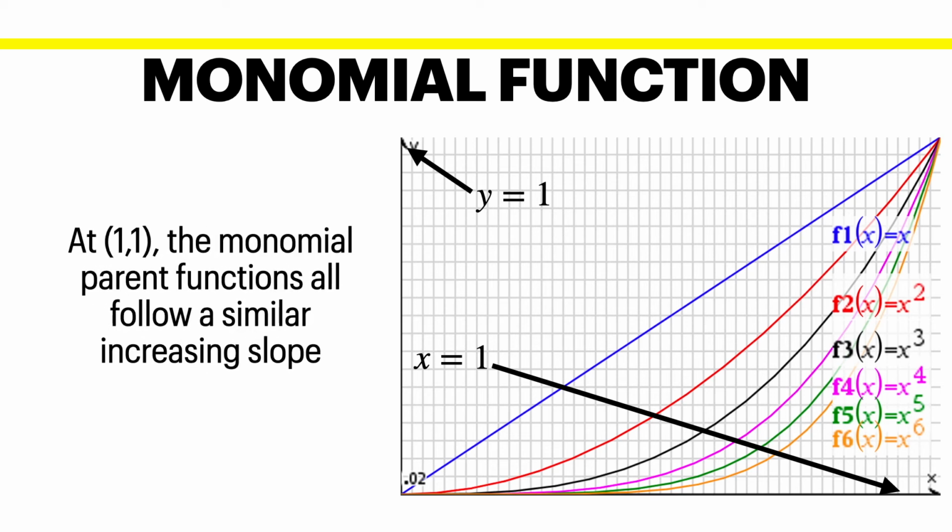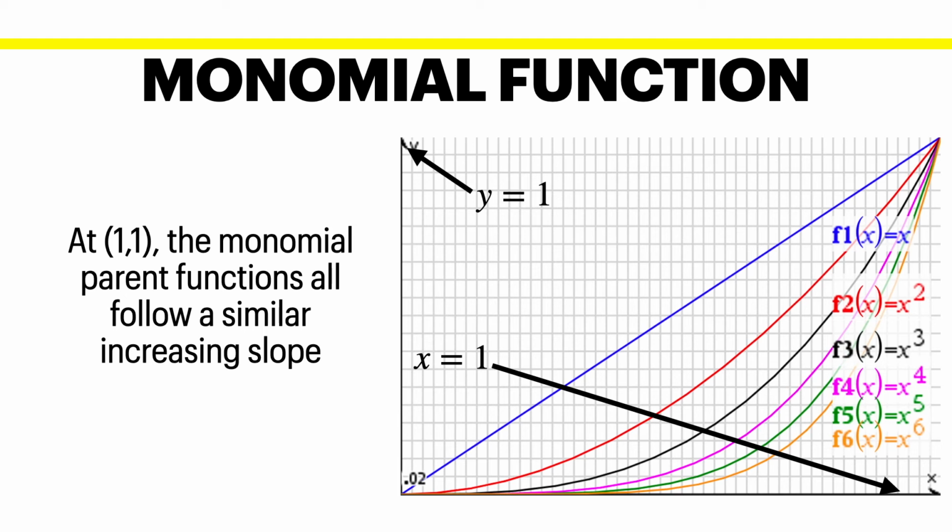So at x is equal to 1 and y is equal to 1, the monomial power functions all follow a similar increasing slope. We know this. If you project a line, which is probably just the line y is equal to x, you will know that all of these powers from 1 to 6, or even any positive number, will give you an increasing slope, at least in the case of x is equal to 1 and y is equal to 1. And that's a key characteristic for a monomial function.